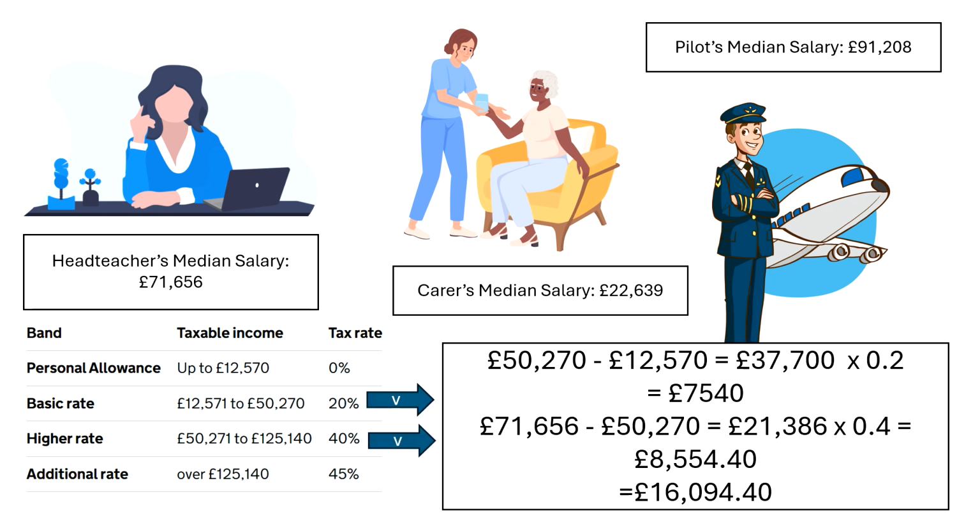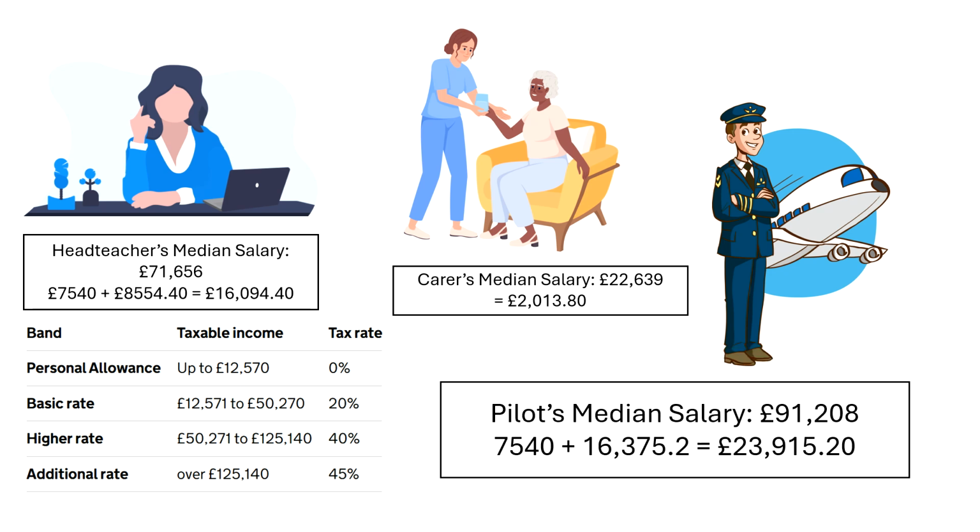This is what you should have got. In the basic rate, they would build £7,540. In the higher rate, they would build £8,554.40. Add them together, and their total tax bill for just income tax alone is £16,094.40. So of course they're going to pay more than the carer, and it's going to be more than proportionate because this is a progressive tax system.